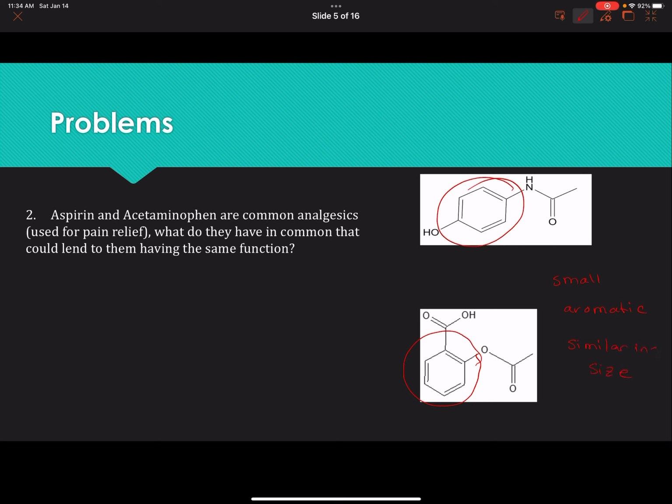So for certain functions in our body, something like a painkiller, these molecules need to fit into pain receptors in order to block signals being received. So they need to be a certain shape and a certain size to be able to do that. And so one of the things these guys have in common, their small size and those aromatic rings, is going to lead them to have similar functions.